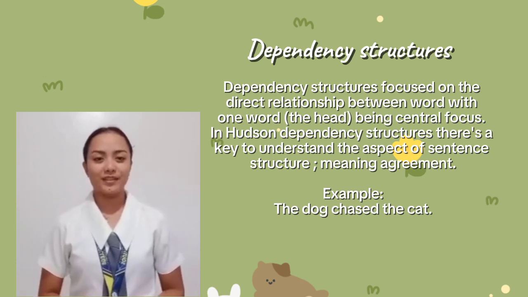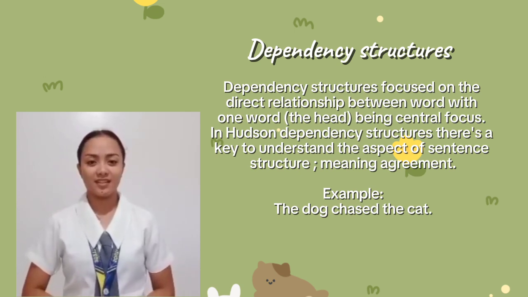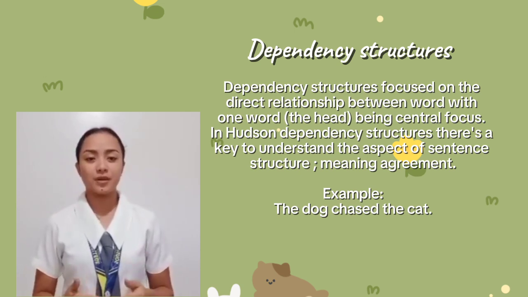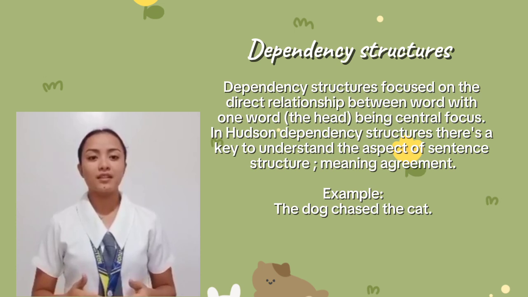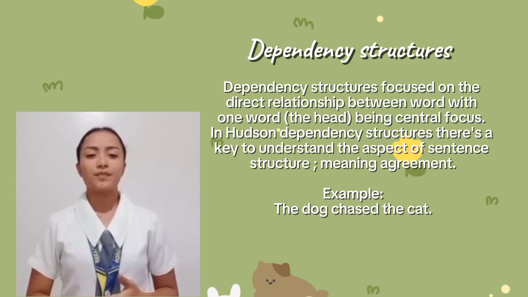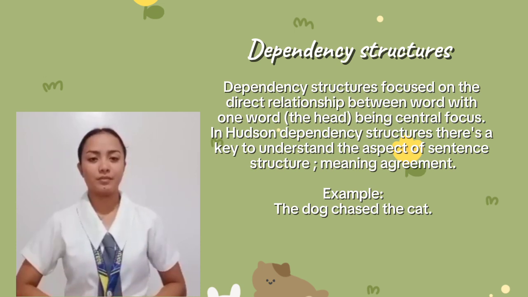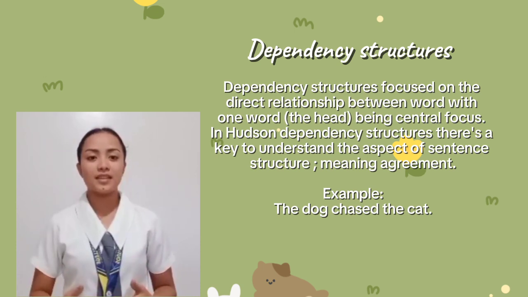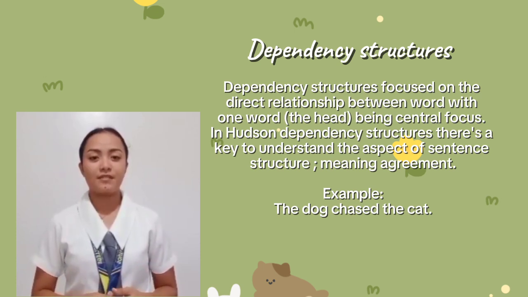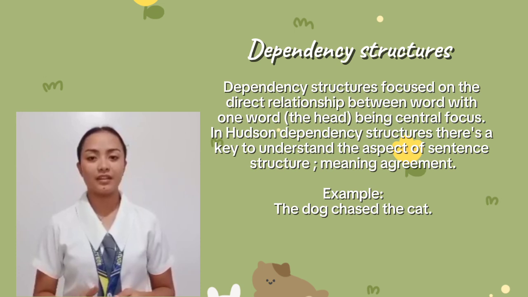For example, the dog chased the ball. Chased is the verb, and that's the main word or the head of the sentence. Dog depends on chased, as the subject of the verb. The depends on dog, as the modifier of the noun. And ball depends on chased, as the object of the verb. And the depends on ball, as the modifier of the noun.